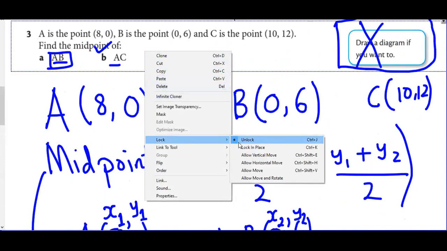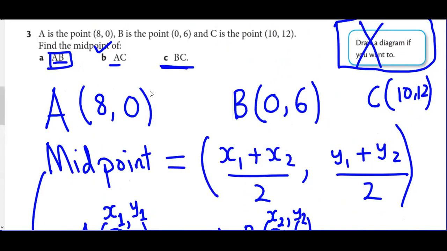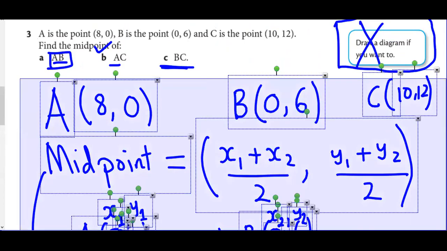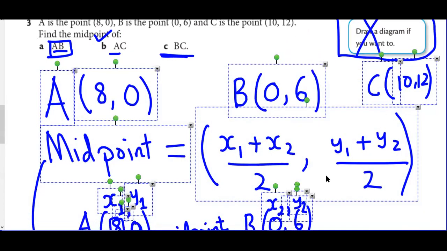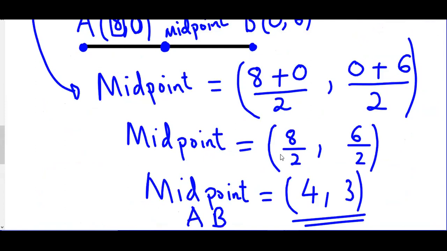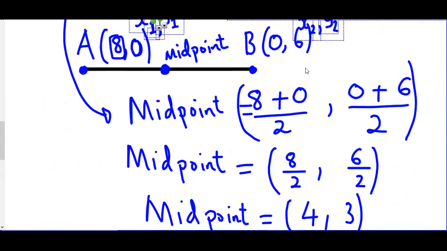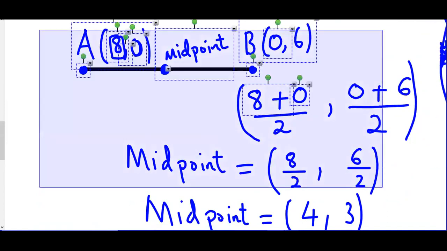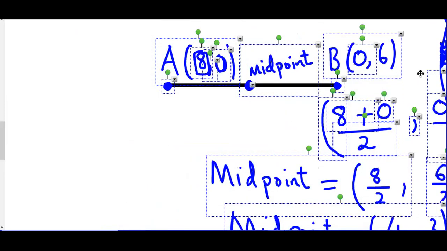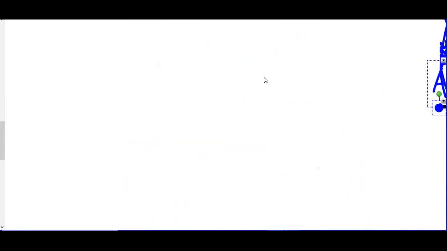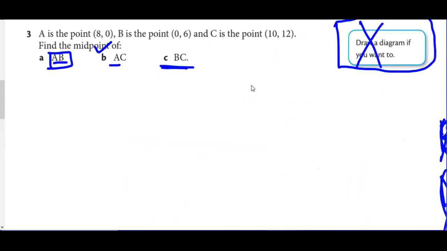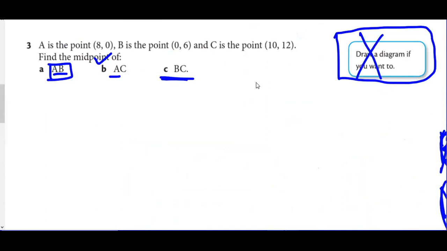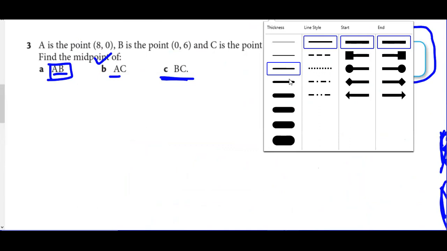So there we go. For now, let me try to copy all of these and move them aside like that, so that we can get a space for us to do part B. Now this time I'll be going quickly because I hope you have already understood the formula and the steps on how to find the midpoint. Okay, so there we go.